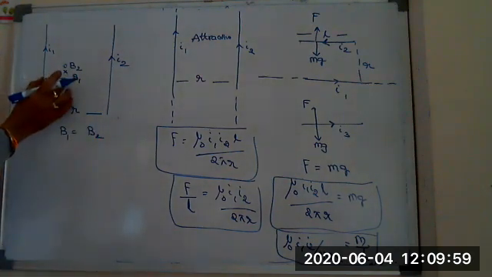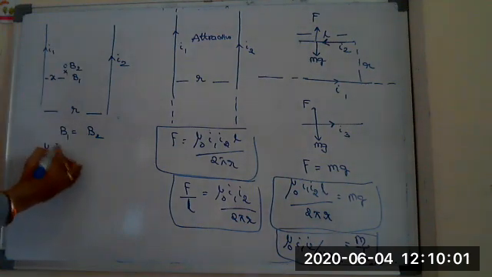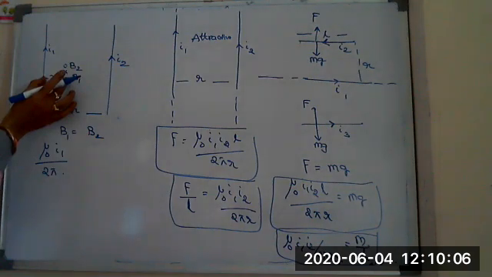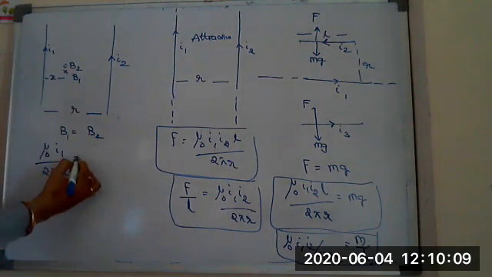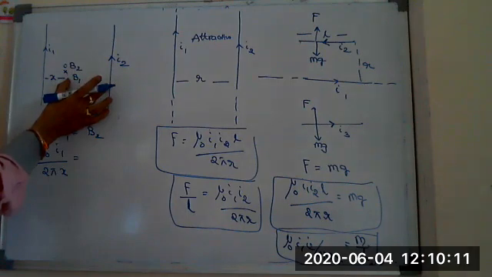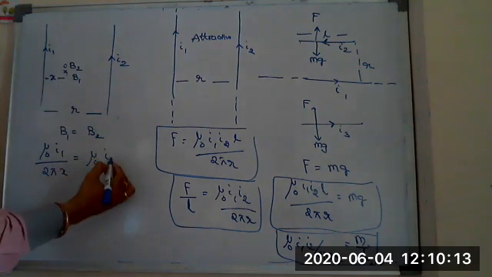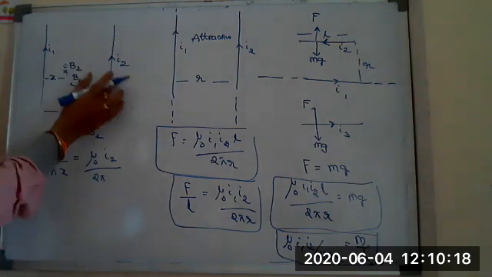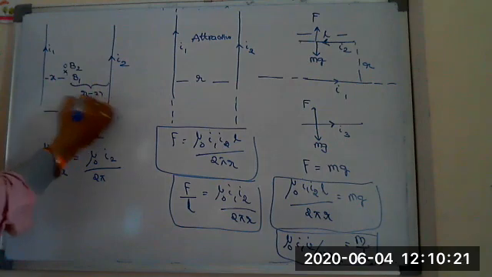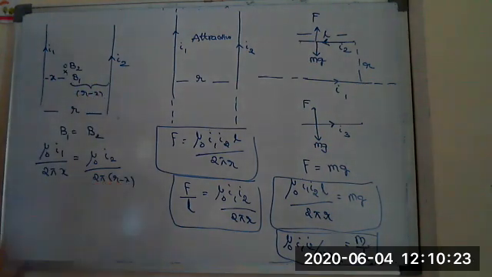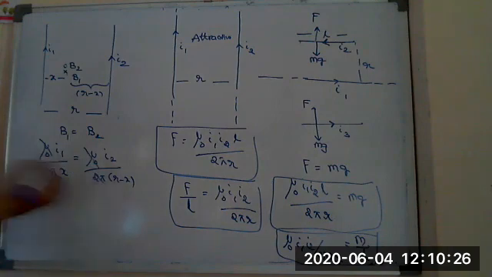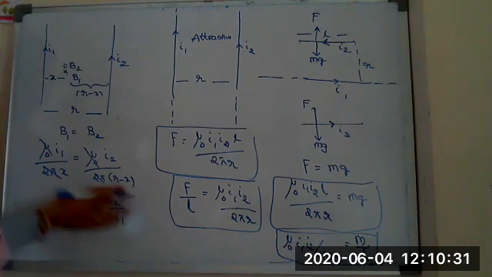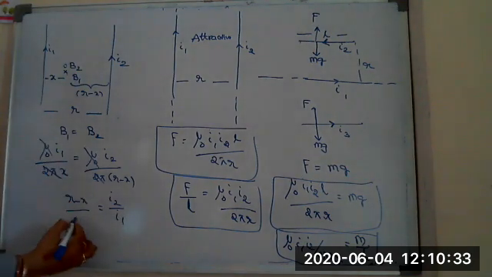Then B1 due to an infinite straight conductor is your formula, mu naught I1 by 2 pi r. R means the point is selected at a distance x. So 2 pi x equals the magnetic field due to the second conductor, which is mu naught I2 by 2 pi, and the distance between this point and the conductor is r minus x. That is r minus x. Here mu naught by 2 pi gets cancelled. Then I will get I2 by I1 is equal to r minus x by x.